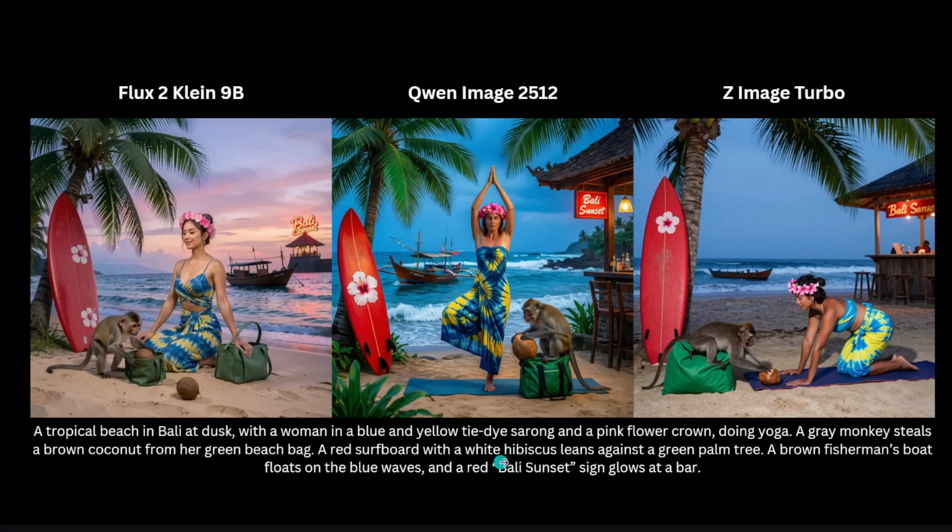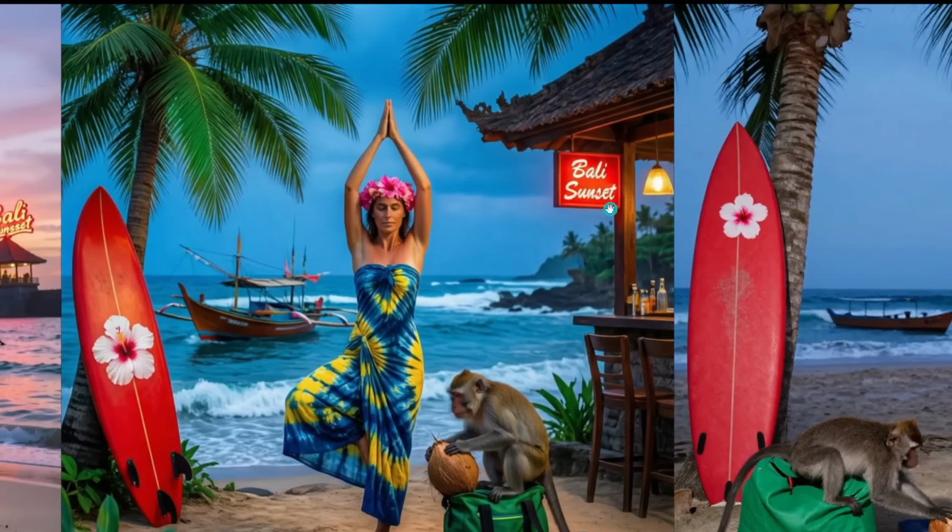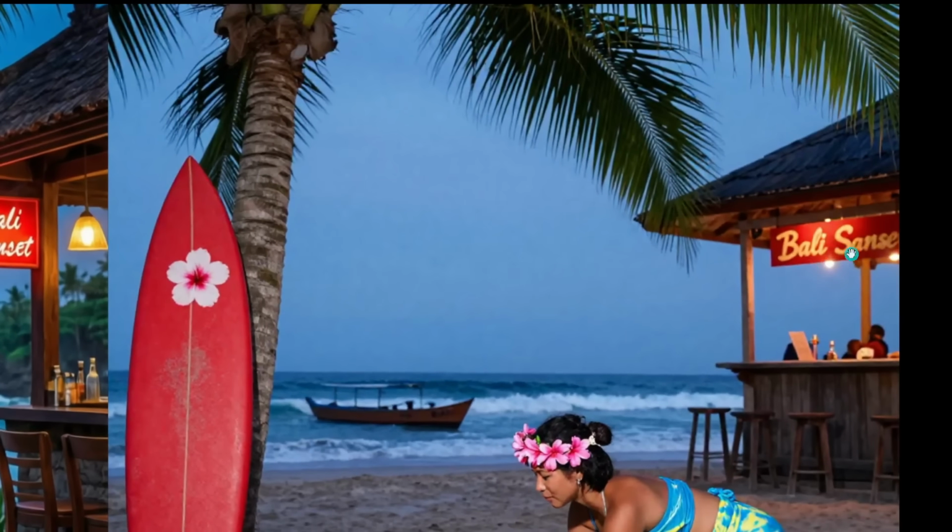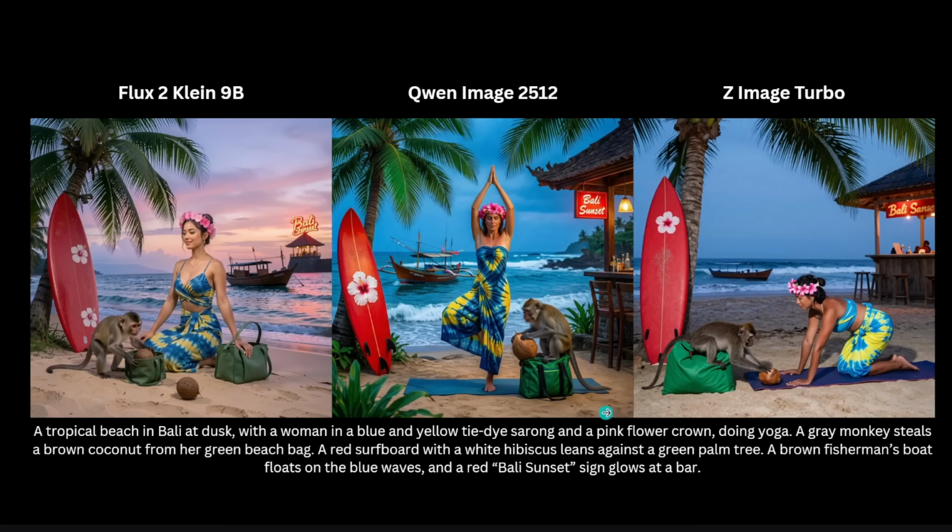And then we have a fisherman's boat in the background, plus a red Bali sunset sign glowing at a bar. And all 3 models were able to generate those elements as well. However, for FLUX2, it misspelled sunset, so it's not really that good with text, whereas for Qwen Image, it was able to get the spelling correct. For Z Image, it also misspelled sunset. So I would say the image model that actually followed the prompt 100% would be Qwen Image.